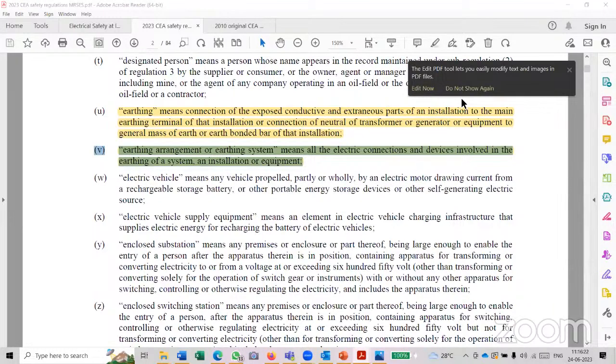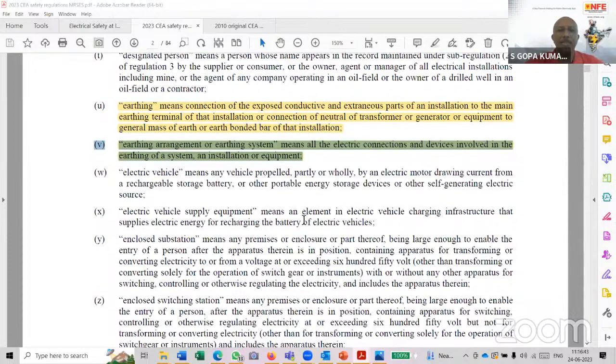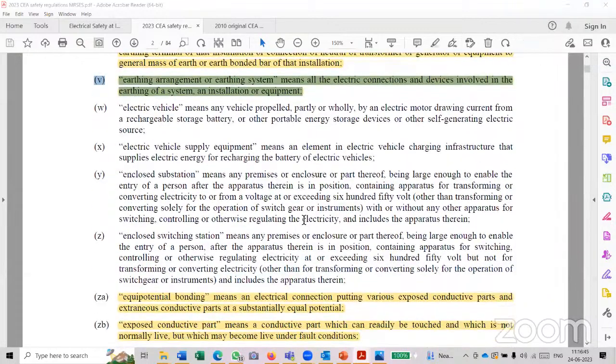That's what I think. So I just put that part in the chat box. You can see the definition of earthing arrangement or earthing system. So you have to have two connections to the earthing arrangement or earthing system, meaning all the electric connections and devices involved in the earthing of a system, installation or equipment. So these two connections are actually to that part. Hope it's clear now. Thank you, Mr. Amrit Lal.